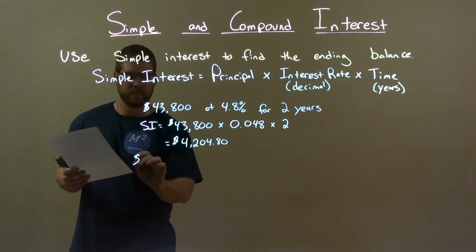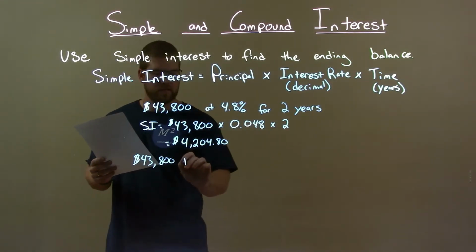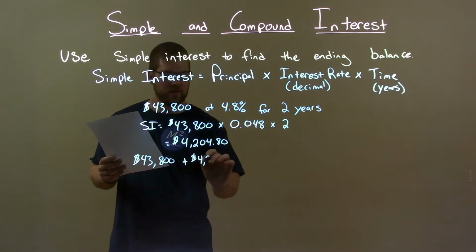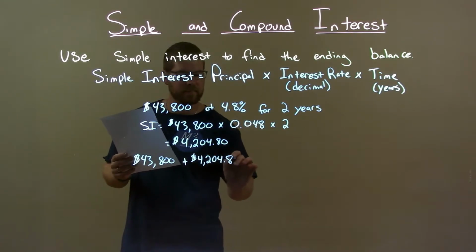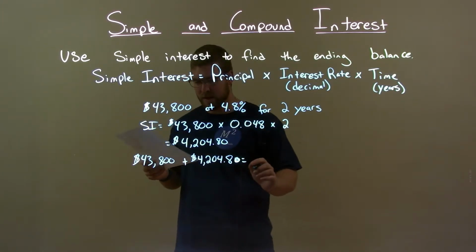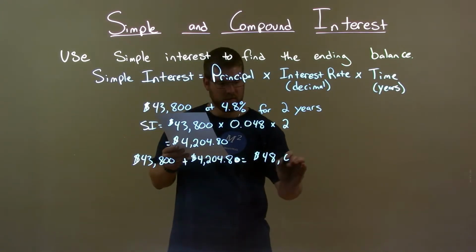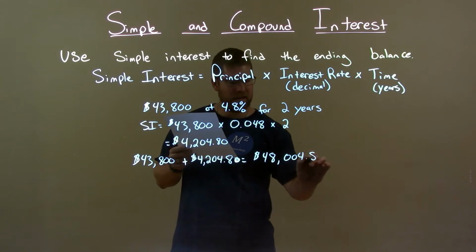My principal was $43,800 plus $4,204.80, excuse me, let's add a 0 there, 80 cents, don't forget that, and that's equal to an ending balance of $48,004.80.